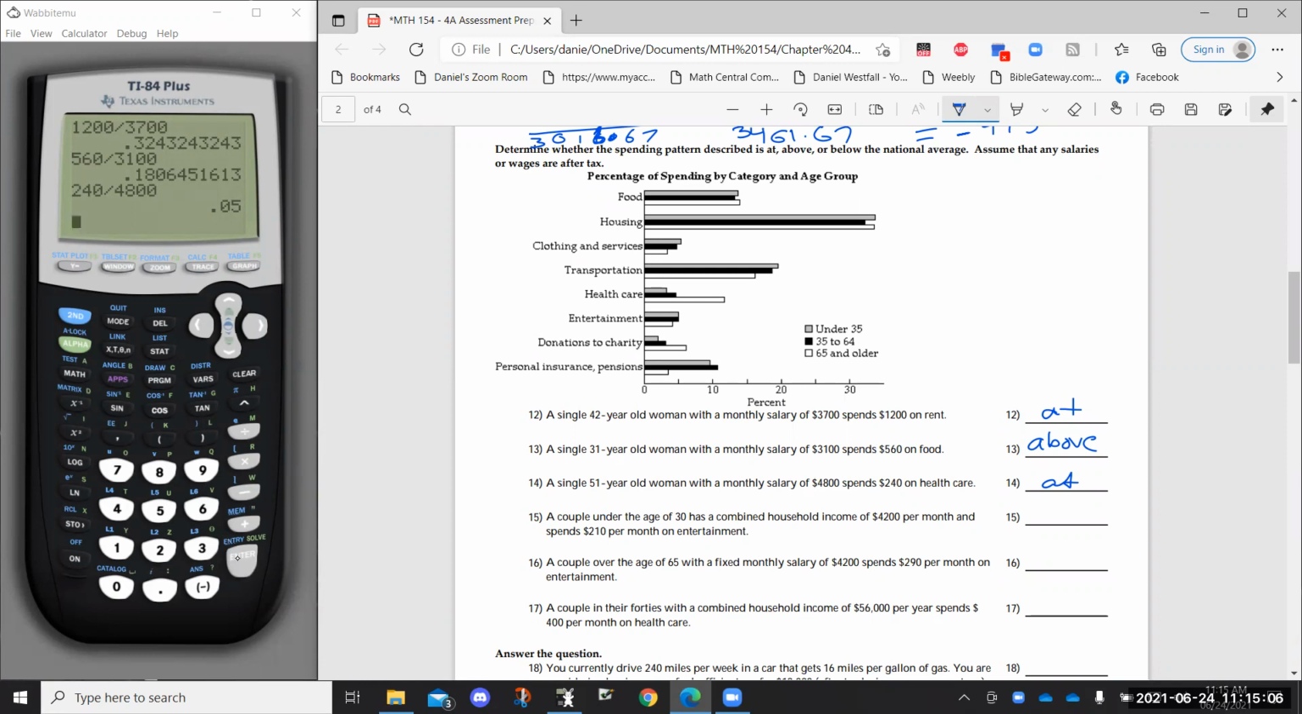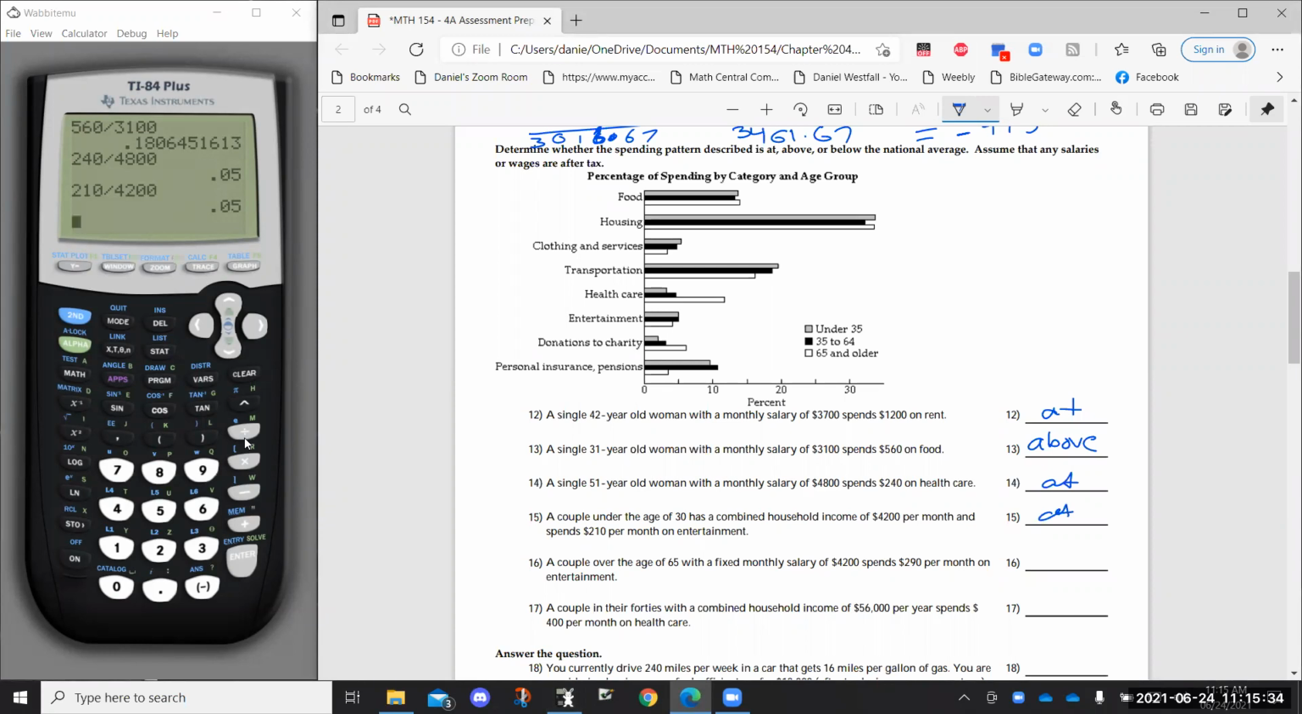$4,200 a month income, spends 210 on entertainment. It's the person in their 30s down here. So 210 divided by 4,200 is 5%. So entertainment 5%. That's exactly at the average there.